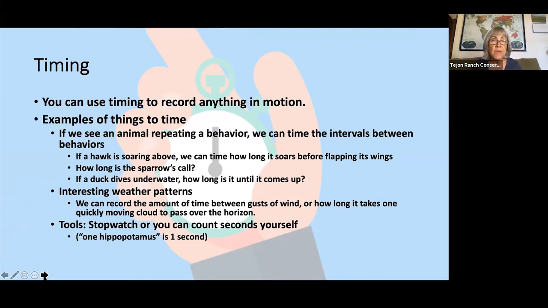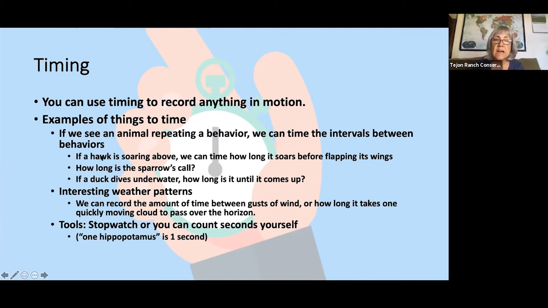So for example, if you're looking at a deer that's grazing, you'll notice that it'll have its head down and it'll be eating grass for a little while, and you can time how much time it's spending eating the grass, and then it'll pick its head up and it'll look around. And how much time does it do that? And how much time is the interval between eating the grass and pausing and then going back and eating it again? Those would be things that you could time.